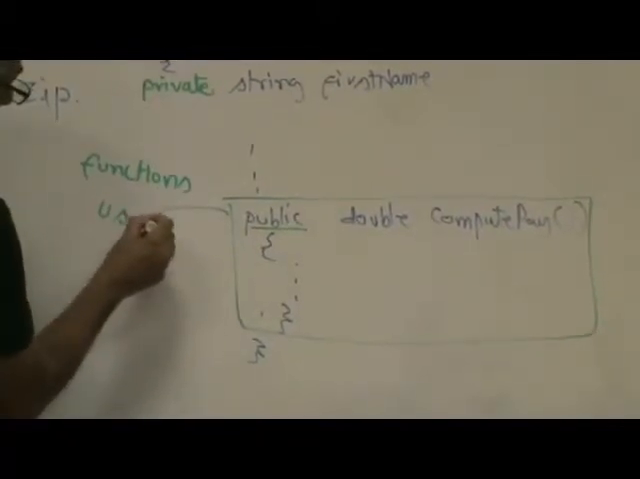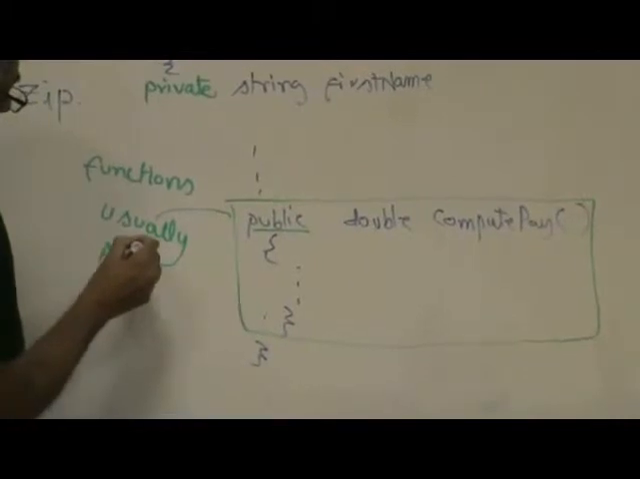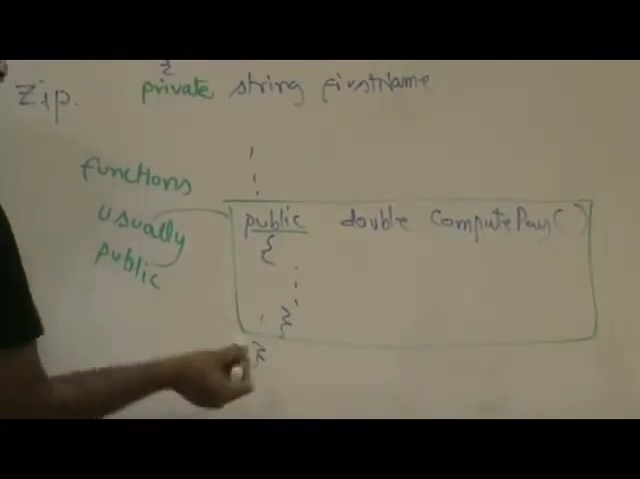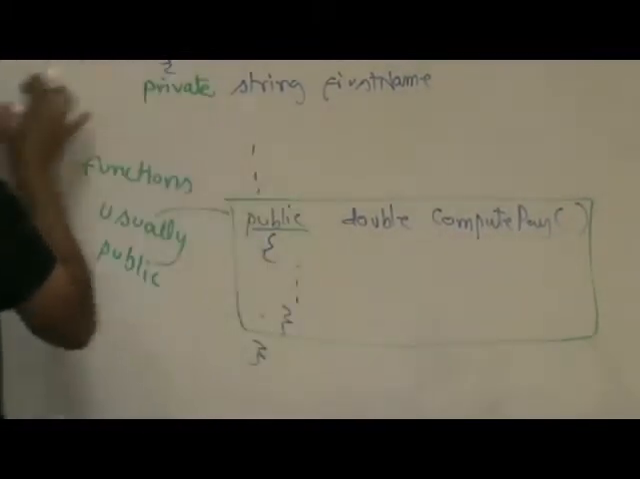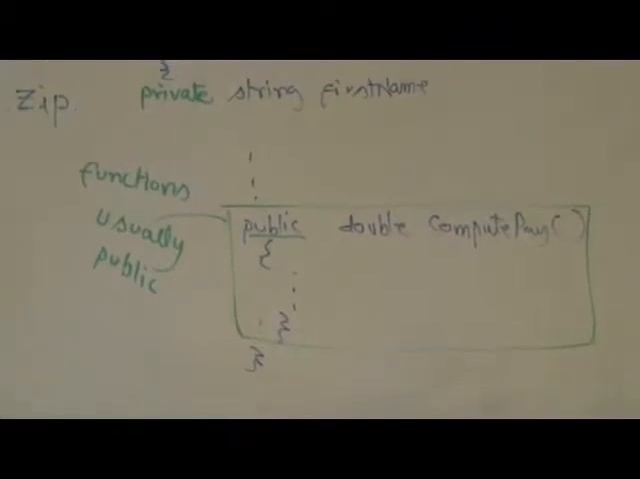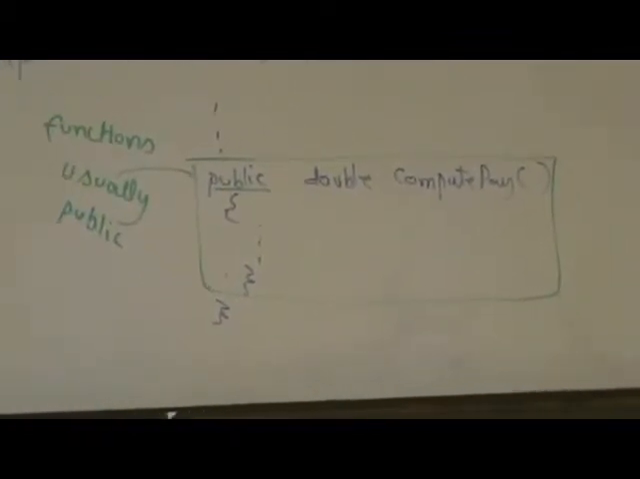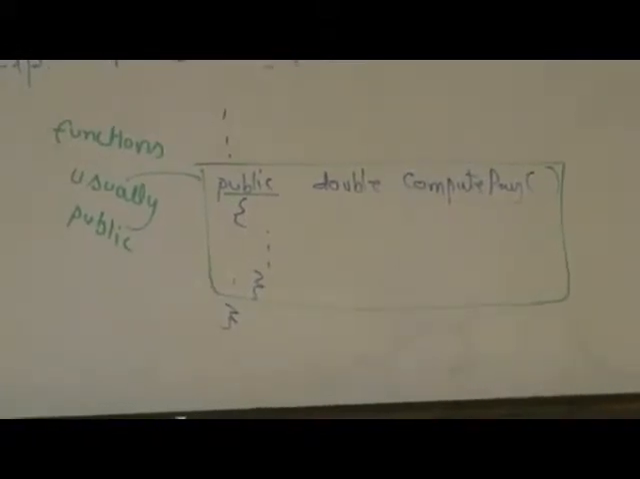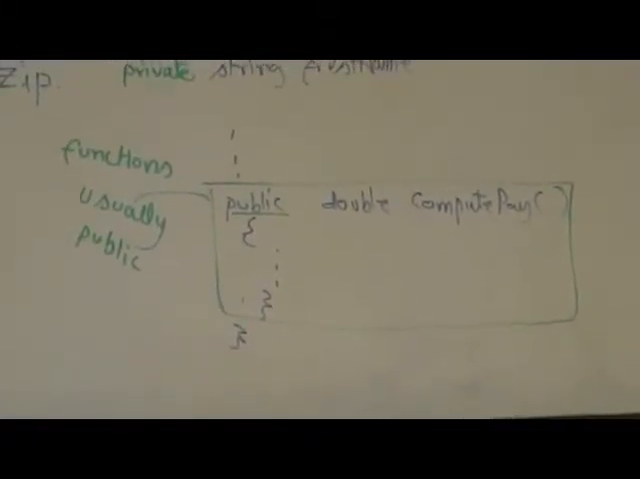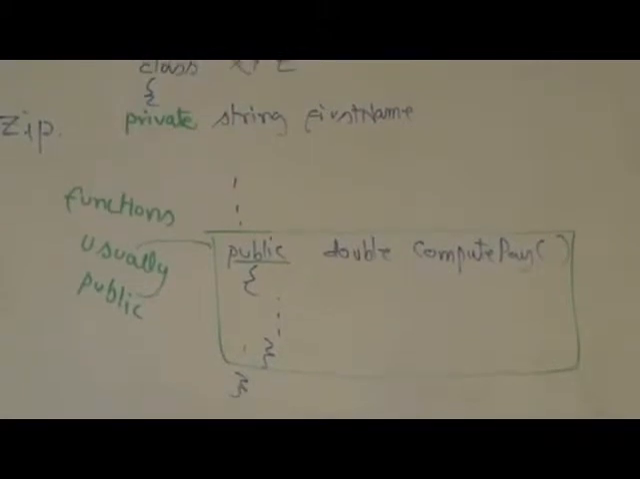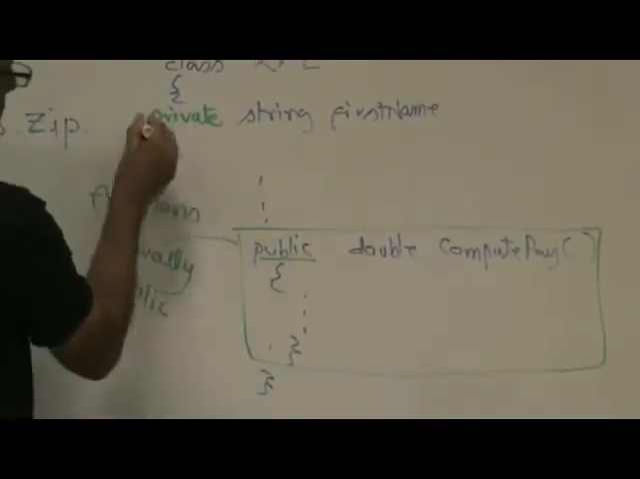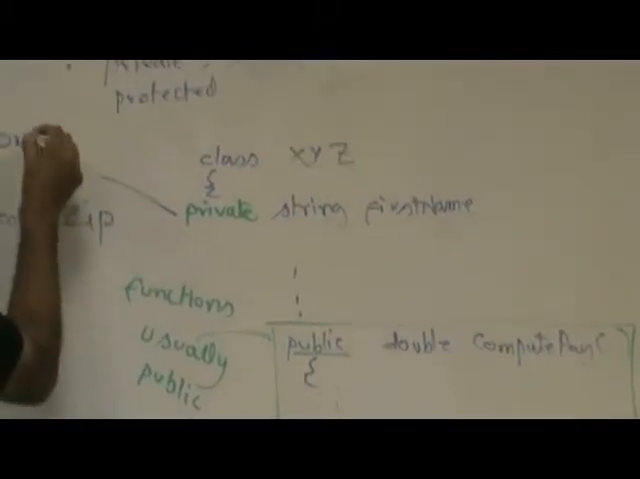Sometimes, if we don't want this to be available outside of the class, we will mark the function also as private. But most of the time, the data will be private inside the class, and the functions will be public, right? When do we mark this as protected?